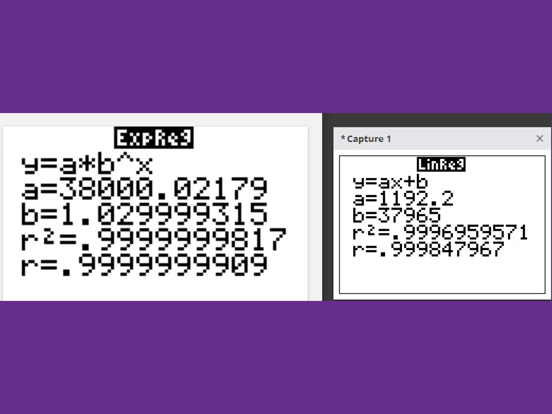Now we already know the meaning of R squared and R. Just compare this exponential regression equation and linear regression equation. We know for the exponential regression equation, this R is greater than this linear one. Therefore, exponential regression is the best fit.